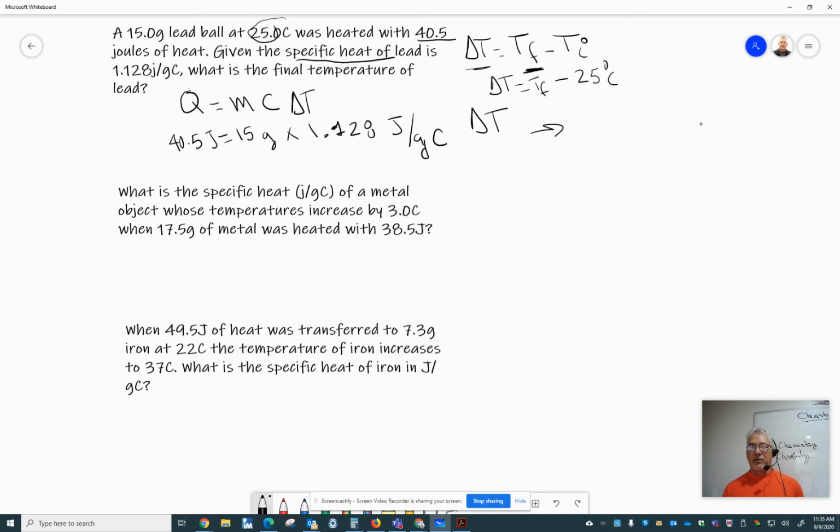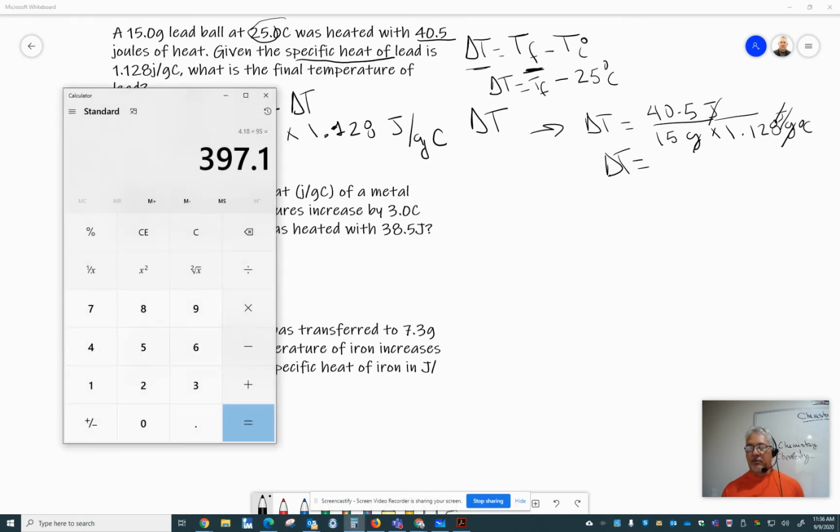So how can you solve for delta T? Let me make it on the right here. Delta T, which is the difference in temperature, will be equal to 40.5 joules over 15 grams, and then divide by 1.128 joule per gram Celsius. Joule and joule cancel out, gram and gram cancel out, so the unit will be Celsius degree. So that will give you the value of delta T.